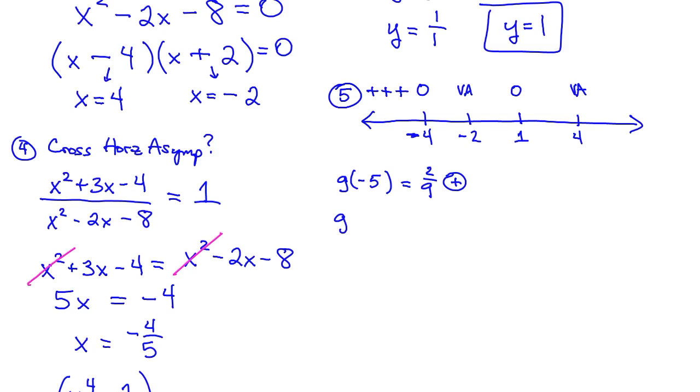Next, I need to pick a value in the interval negative 4 to negative 2. So that would be g of negative 3. Again, I've pre-worked this. It's negative 4/7, and that's a negative. So we're going to have some negative function values between negative 4 and negative 2. Pick a number between negative 2 and 1. I pick 0. So g of 0 is 1/2. That's the y-intercept, and it's positive.